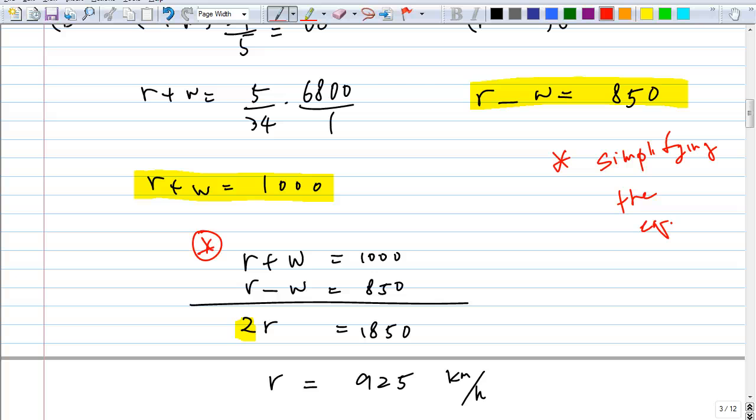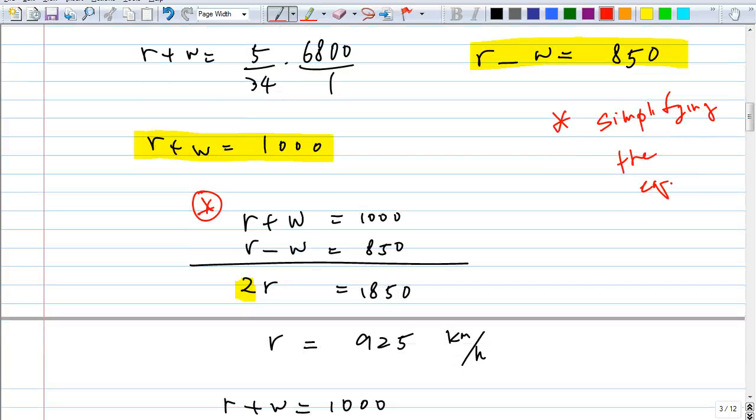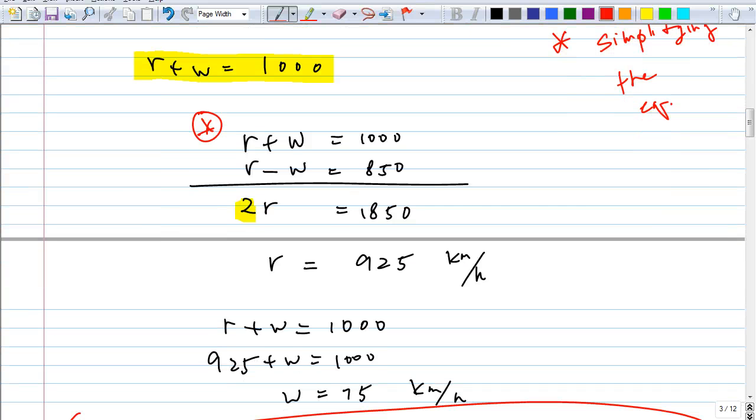Very good. If I know the r, is there a way to find w? Because that's what they ask also. Yes, how do we do this, Viviana? Yeah, you substitute r into one of the equations. Which equation is easy to plug in? The first one, r plus w equals 1,000. After it simplifies, of course, right? So if r plus w equals 1,000, w must be 75, right?